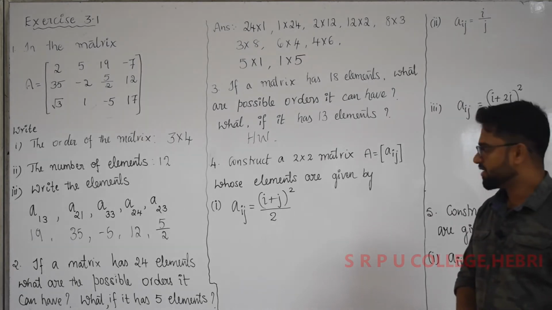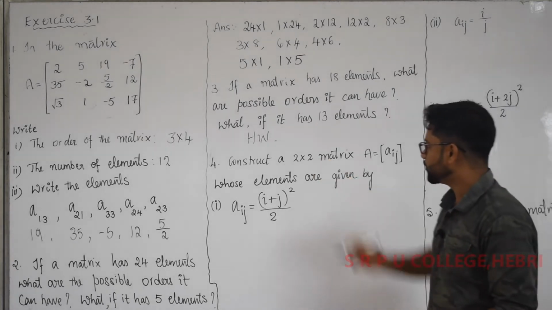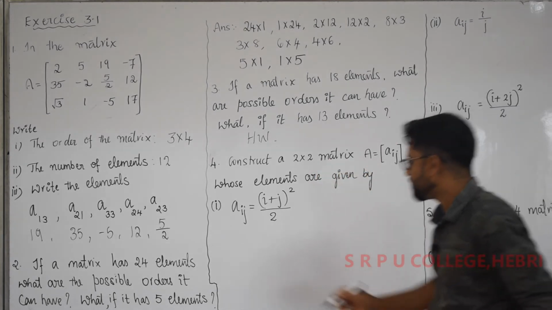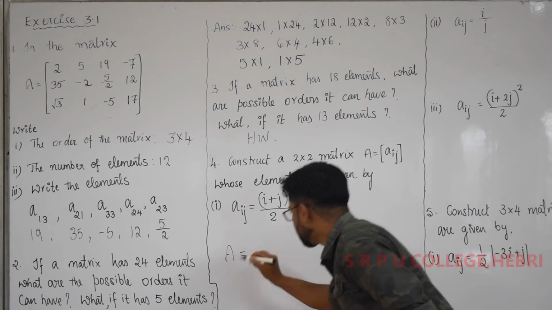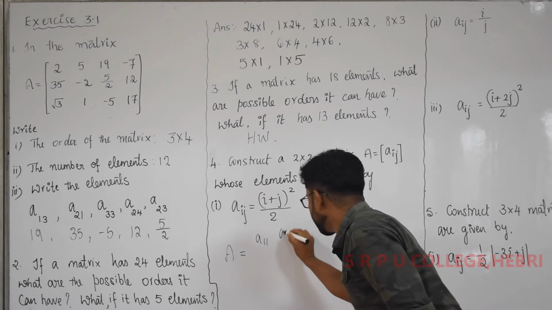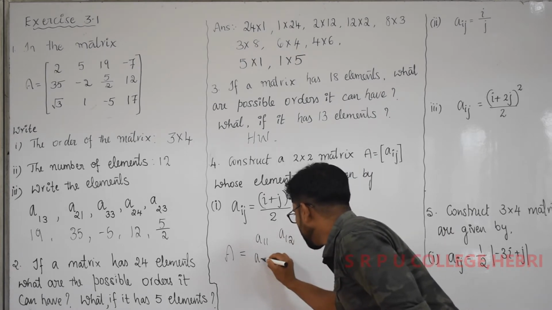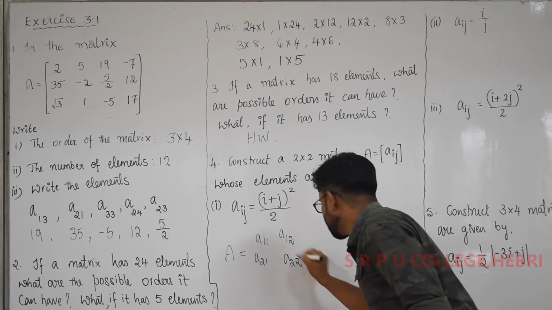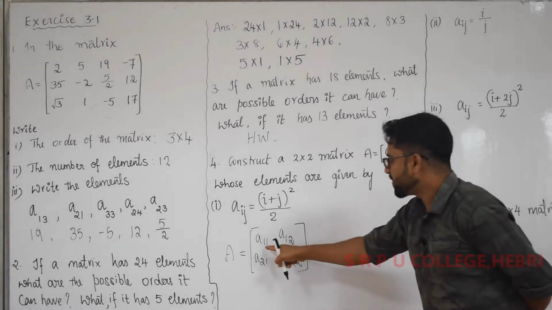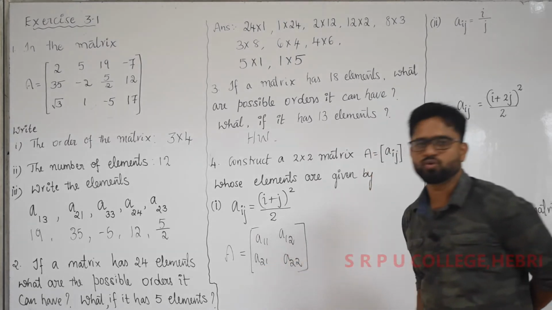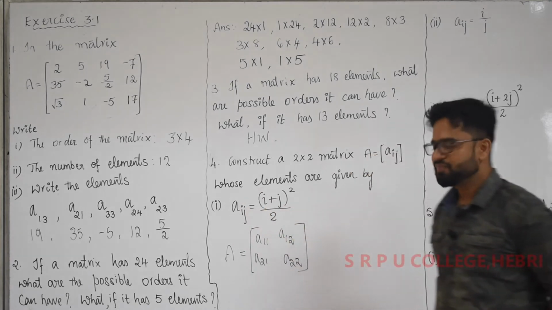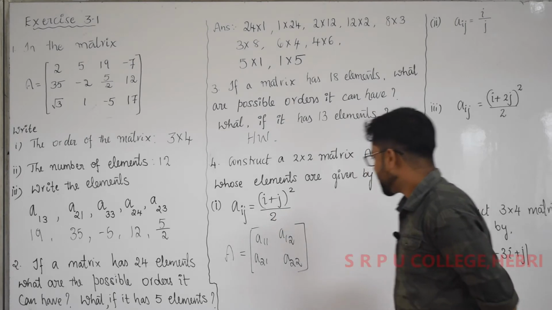How you can construct a matrix of order 2 cross 2. When they ask you to construct a 2 cross 2 matrix, you take one matrix with the order 2 cross 2 in standard form A11, A12, A21, A22. Now this is a matrix of order 2 cross 2. We need to find out value of A11, A12, A21 and A22 by using the given Aij. So let me find out A11 first.